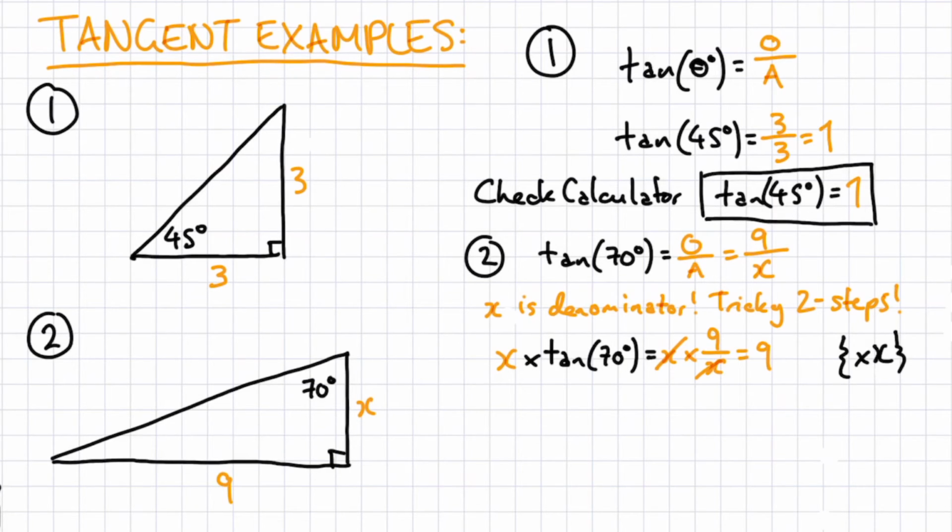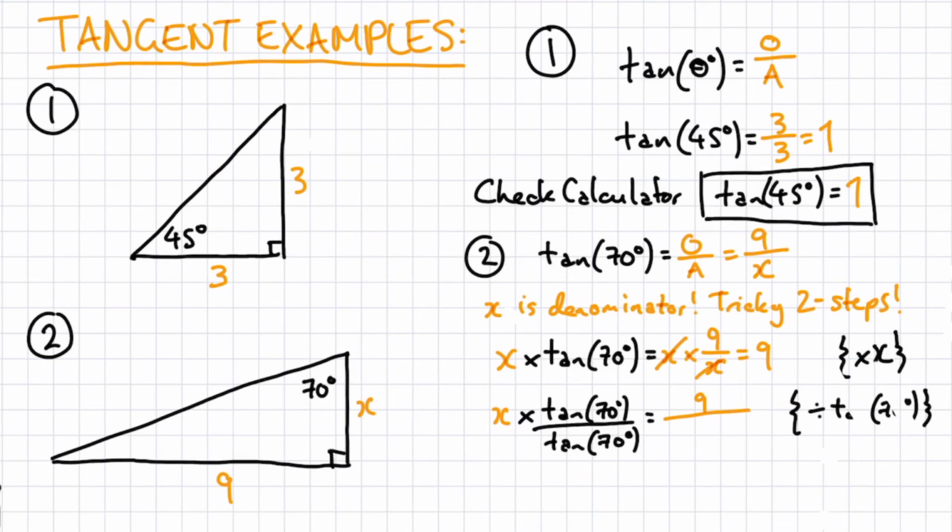Okay, and this will come in handy for the next bit to solve for just x. Okay, now the next bit is to divide both sides by tan of 70. Okay, now tan of 70 is just a number. If you put it in your calculator, it'd just be another number. So we can divide both sides by tan 70. Okay, so x times tan 70 on tan 70, that will cancel out, equals 9 on tan of 70 degrees.